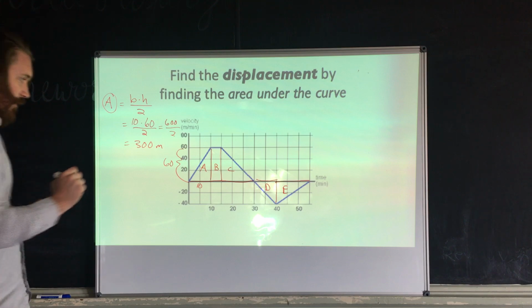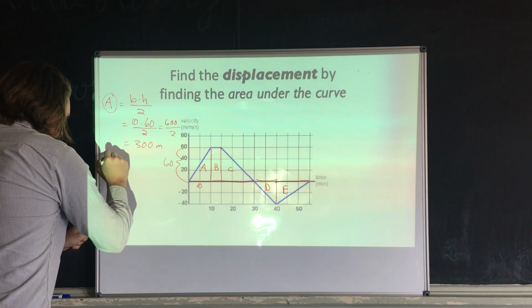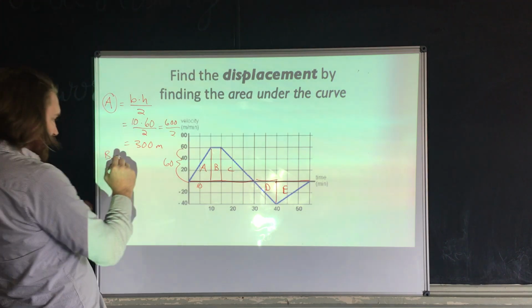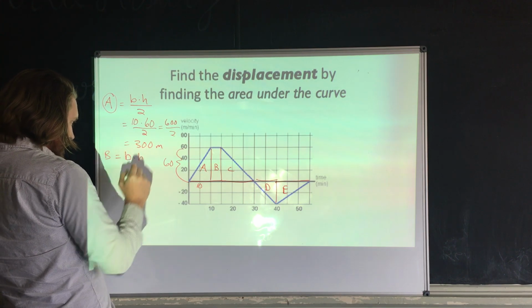That's A. B. B is a rectangle. So B is easy. B is just base times height.